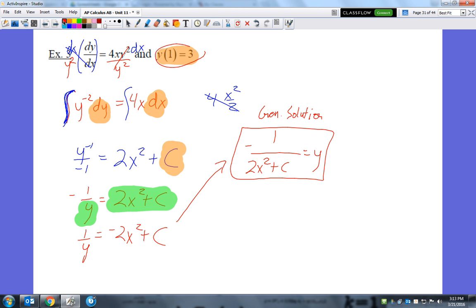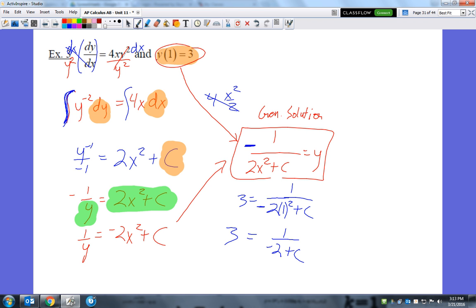I will now use this initial value and plug it in accordingly. So the x will go in for the x, and the y will be 3. So I get 3 is equal to negative 1 over 2 times 1 squared plus c. Okay, so it's going to be negative 1 over 2, or 1 over negative 2 plus c. Let me move this negative, I don't want it confusing you. Here is a negative, but I can put it down here if I want. It doesn't matter. I'm still going to get the same answer ultimately.